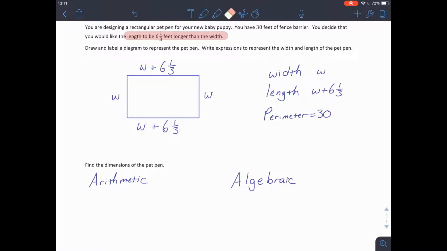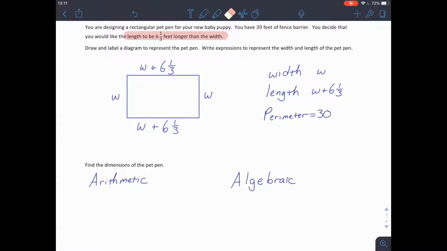You're designing a rectangular pet pen for your new baby puppy. You have 30 feet of fence barrier, and you decide you'd like the length to be 6 1/3 feet longer than the width. Draw and label a diagram to represent the pet pen. Write expressions to represent the width and the length of the pen.